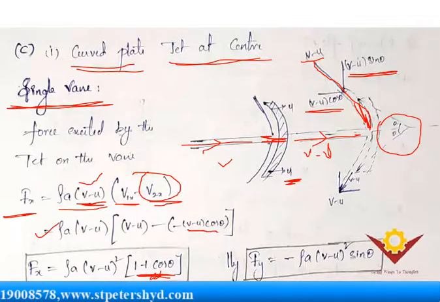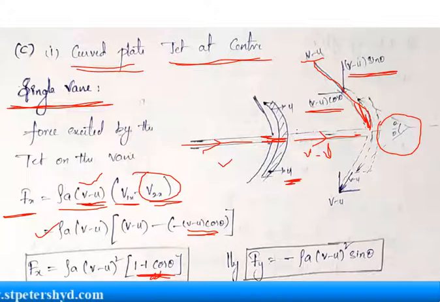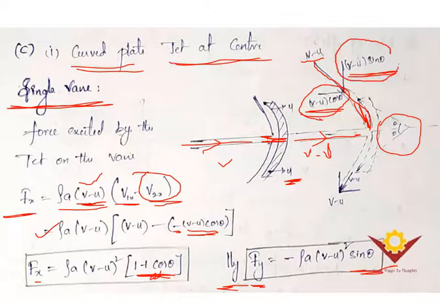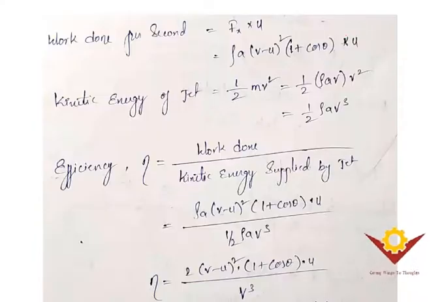See how you got this cos theta. Here the velocity after striking the plate is v minus u. From here you got this, which is in the reverse direction, (v minus u) cos theta, so that's why you got negative. And if you simplify this, you will get 1 plus cos theta. Similarly, you can also find the force in the y direction, which is rho a (v minus u) square sine theta. Why? Because for the y direction we have (v minus u) sine theta, and this is for a single vane.